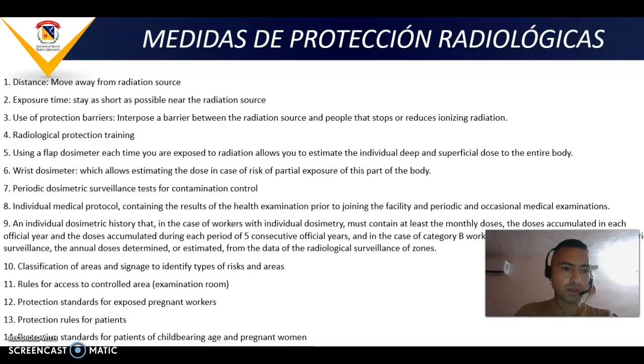4. Radiological protection training. 5. Using a film dosimeter each time you are exposed to radiation, which allows you to estimate individual dose and superficial dose in the body. 6. Ring dosimeter, which allows estimating the dose on the hands and the rate of exposure of each part of the body. 7. Periodic dosimeter, some based on tendency for contamination control.